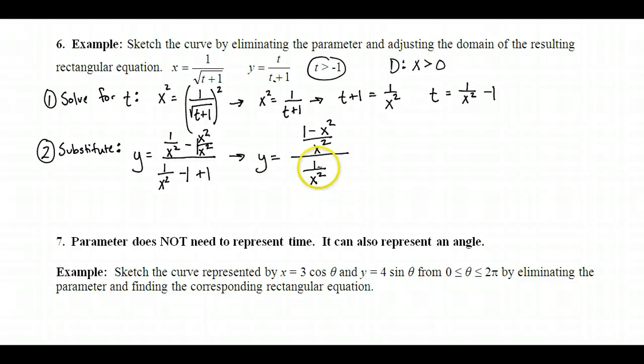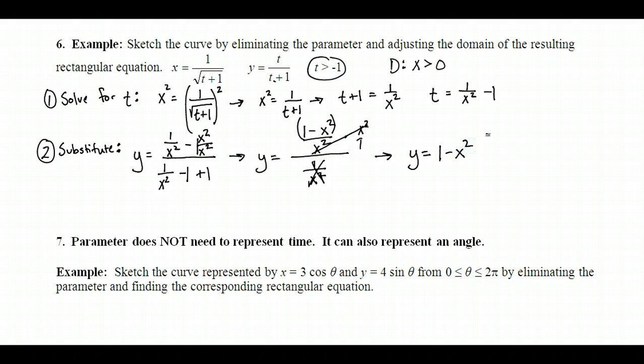Well, instead of dividing, I can multiply by the reciprocal. And conveniently, this would have to be grouped in the numerator. Our x squared simplify out. So we went from a really nasty looking equation to something that's really nice. So I have y equals 1 minus x squared.